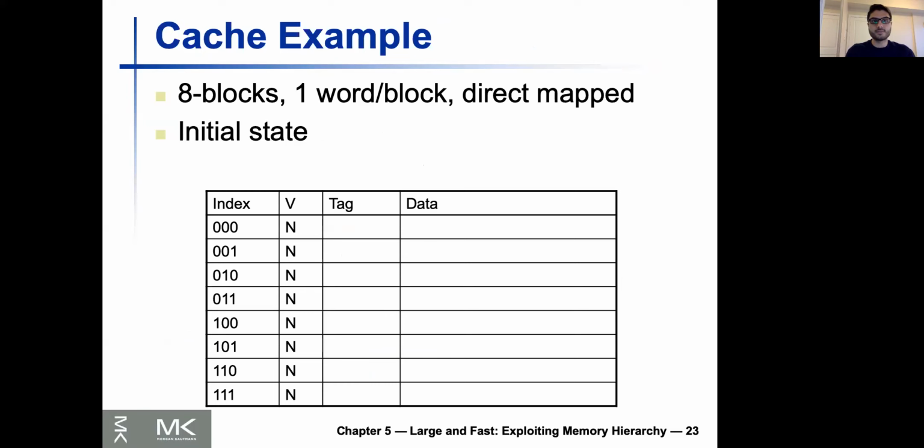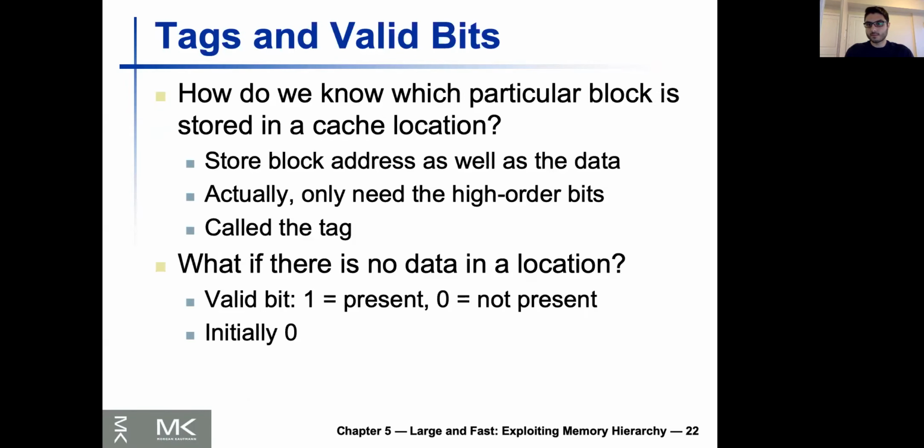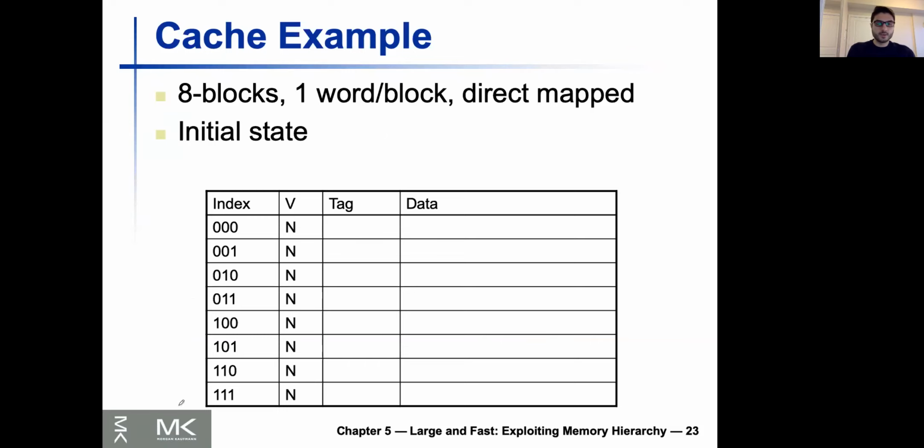Now let's have an example of this. So now assume you have restarted your computer and this is the initial state of your cache. You see all the valid bits are set to none or 0. They're not valid. We have 8 blocks, and each block is 1 word. So this is the size, and the architecture is a direct map. So let's see how we're going to determine if this is a miss or a hit.